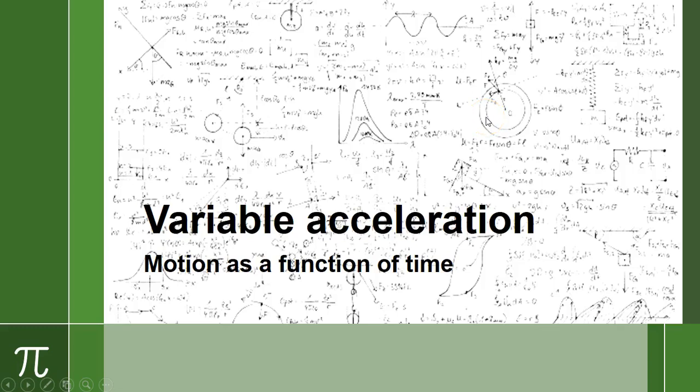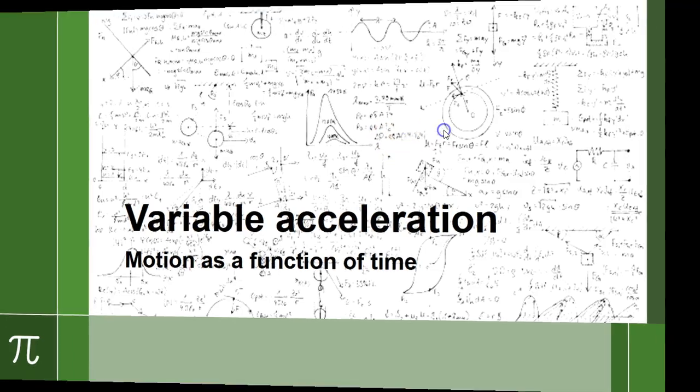Hi, and welcome to this video where we're looking at equations of motion again, but this time we are talking about variable acceleration. Previously you've seen the SUVAT equations, and the key thing for using the SUVAT equations is that acceleration is constant. When you get variable acceleration, i.e. the acceleration changes as we go through time, then the SUVAT equations no longer apply, so we need a different way of dealing with things.